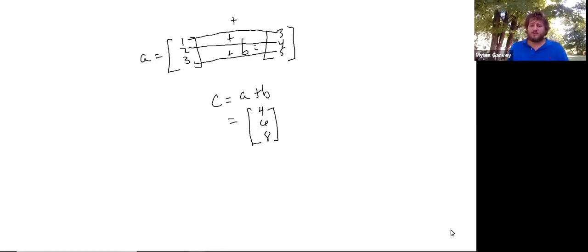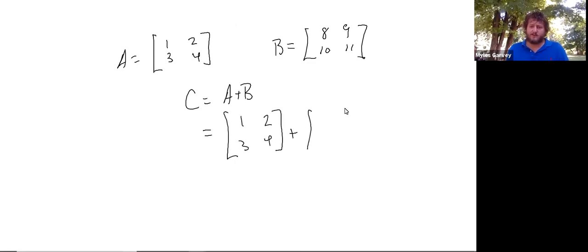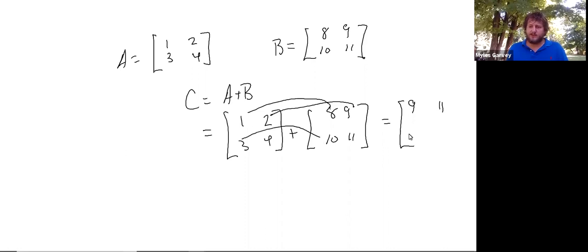In the case of matrices, I may have the matrix, let's say 1, 2, 3, 4, and the matrix 8, 9, 10, 11. The matrix C, A plus B, is just equal to 1, 2, 3, 4 plus 8, 9, 10, 11, equal to 1 plus 8 is 9, 9 plus 2 is 11, 3 plus 10 is 13, and 4 plus 11 is 15. And there you have it.